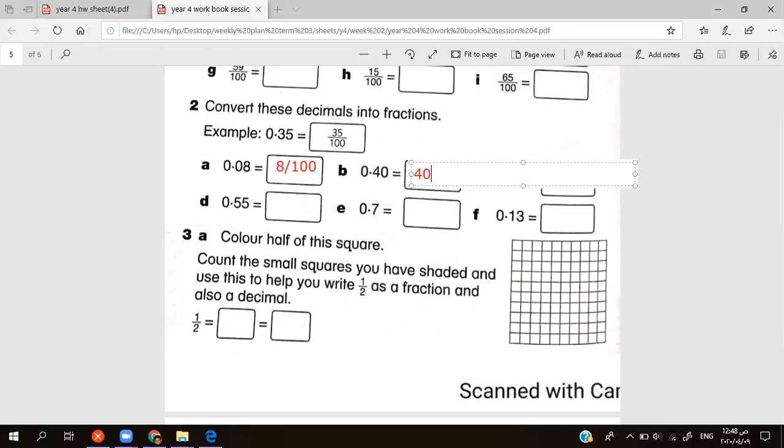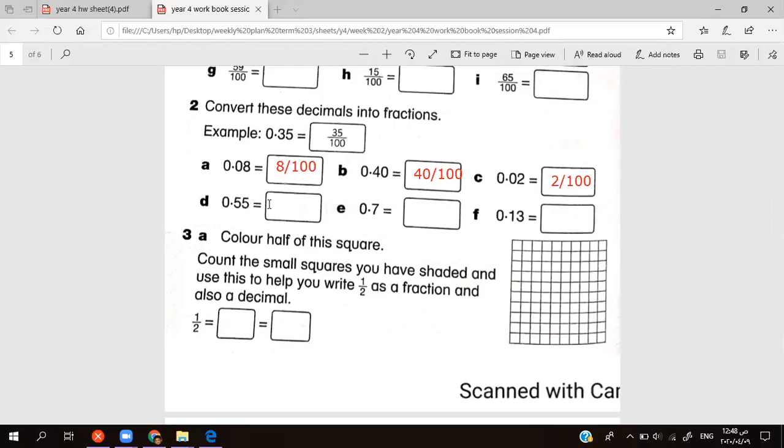Here, the number is 40. Over how many? How many numbers after the decimal? 2 numbers. So it's a 100. Here, the number is 2. Over how many numbers after the decimal? 2 numbers. So it's gonna be a 100. Now please pause me and answer D, E, and F.